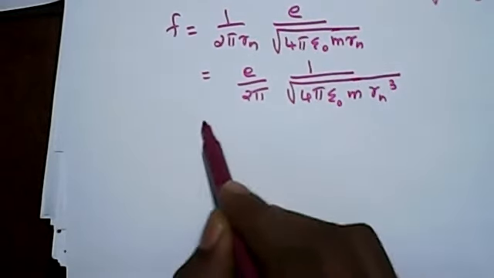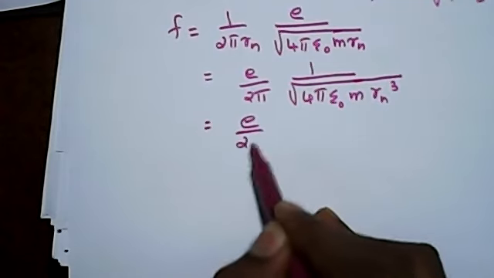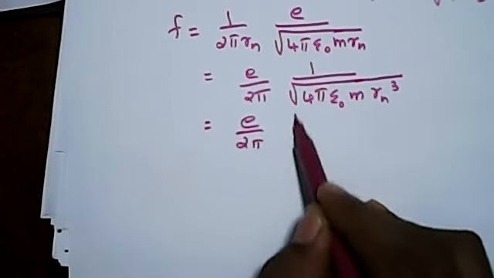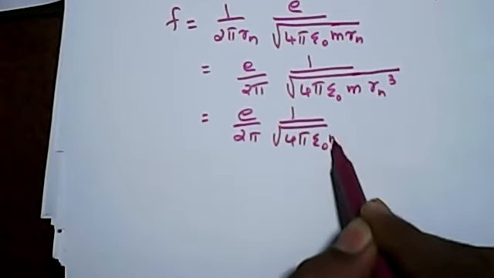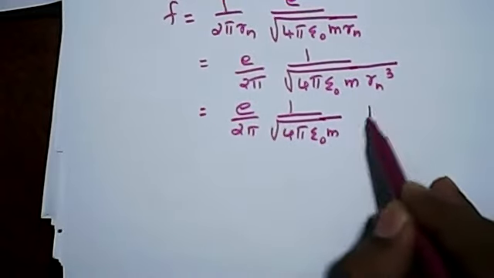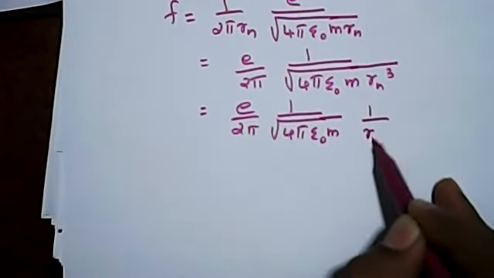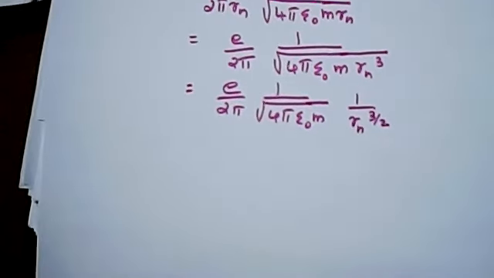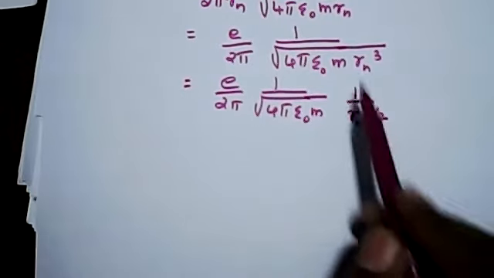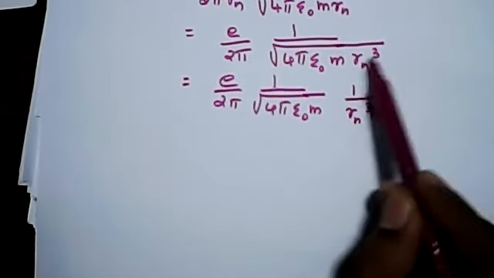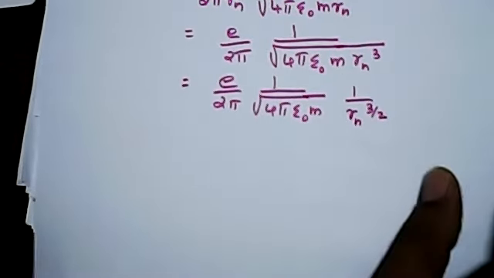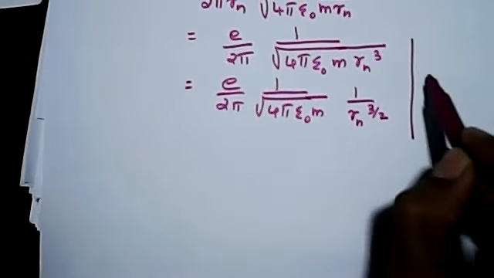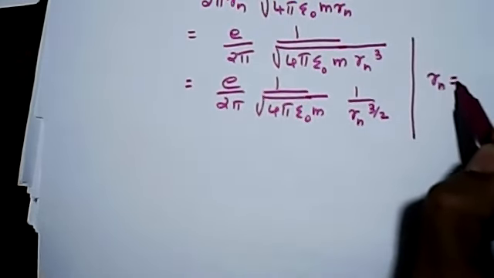Now you take this Rn outside the root, so you can write 1 by root of 4 pi epsilon 0 m, then 1 by Rn to the power of 3 by 2, because we have taken this Rn cube from the square root. Now we have an expression for Rn. We have already found an expression for Rn earlier.